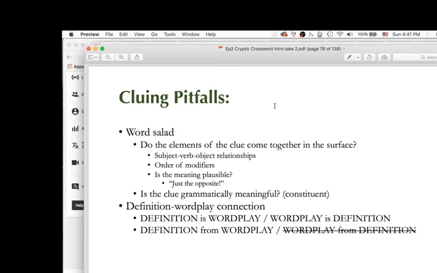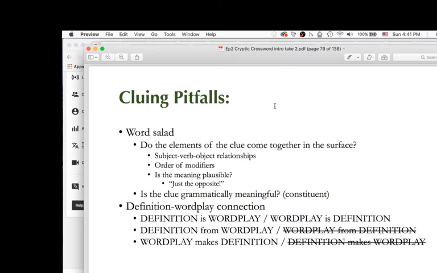If you are saying definition from wordplay, that means you are getting this thing that is referred to by the definition from these wordplay operations. But saying that you're getting these wordplay operations from this thing doesn't really make logical sense in this construction. Similarly, you can say that the wordplay makes whatever thing you are referring to by the definition. But you can't say that the definition makes the wordplay. These are not universally adhered to, but I have had editors tell me, you know, I'd prefer you find a different way to phrase this connector. It doesn't really work to me. And so that's something you should keep in mind.